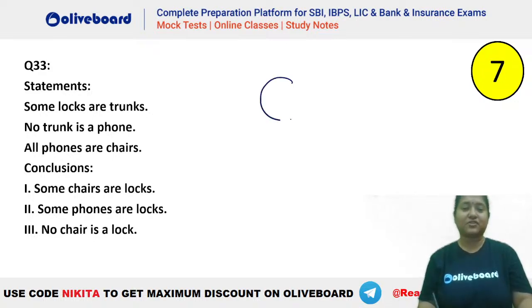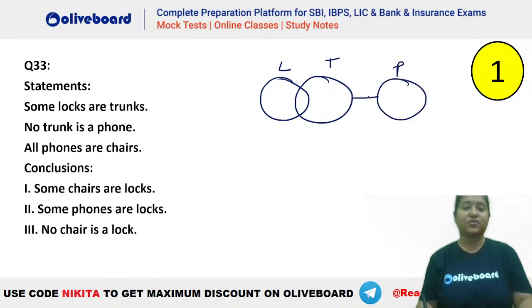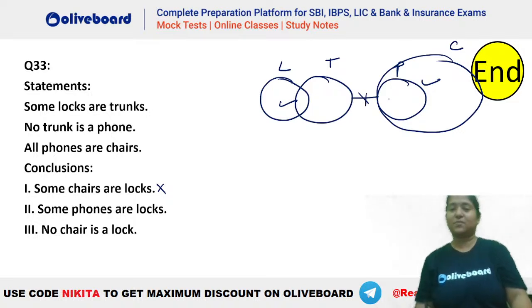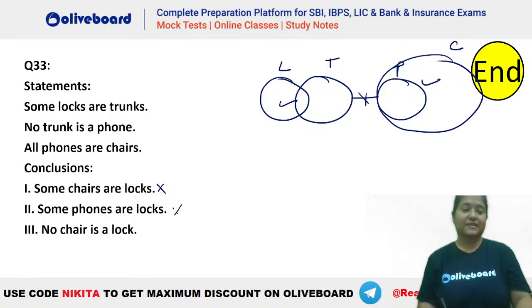Let's check. Some locks are trunk. So some locks are trunk will be like this. This is lock, this is trunk. No trunk is a phone will be something like this. And all phones are chairs. So all phones are chair will be like this. This is the diagram here. Some chairs are locked. You can see that's a possibility, not a definite one, so not right. Some phones are locked. Again, that's also a possibility, not a definite one, hence invalid.